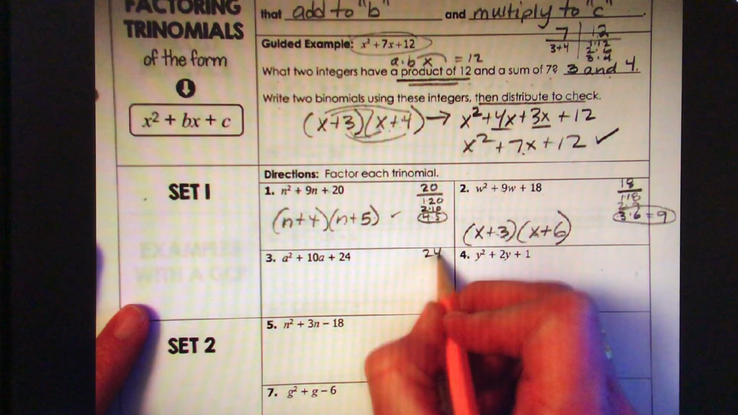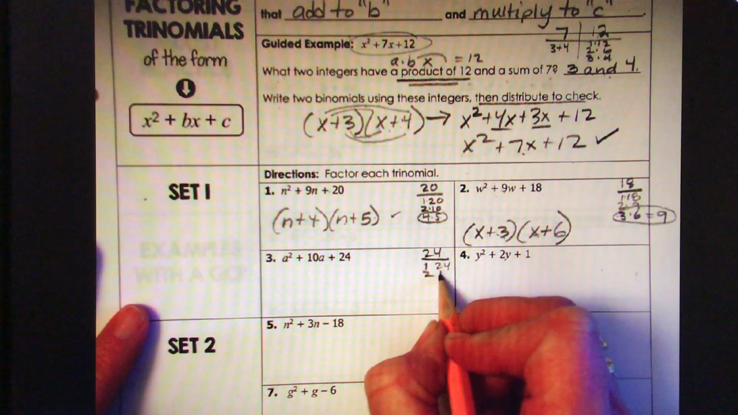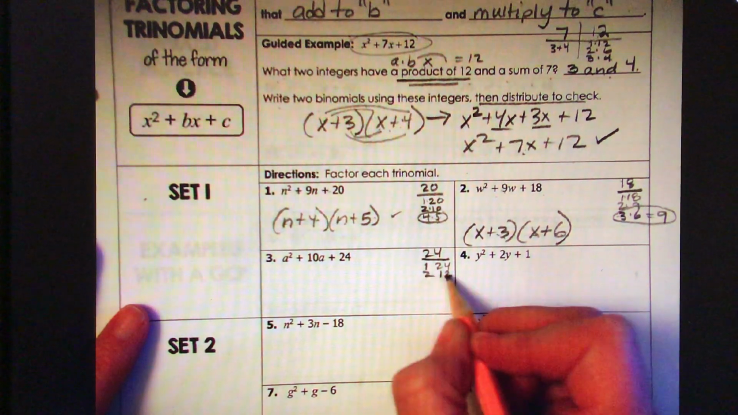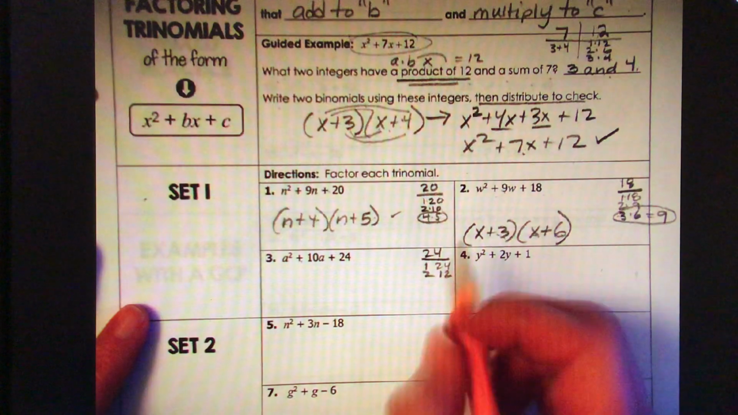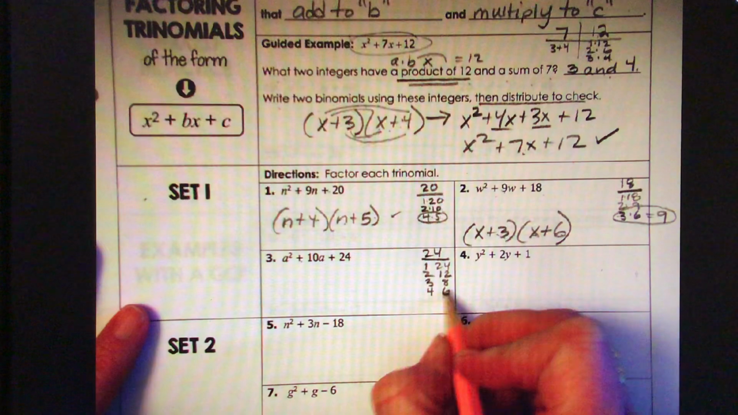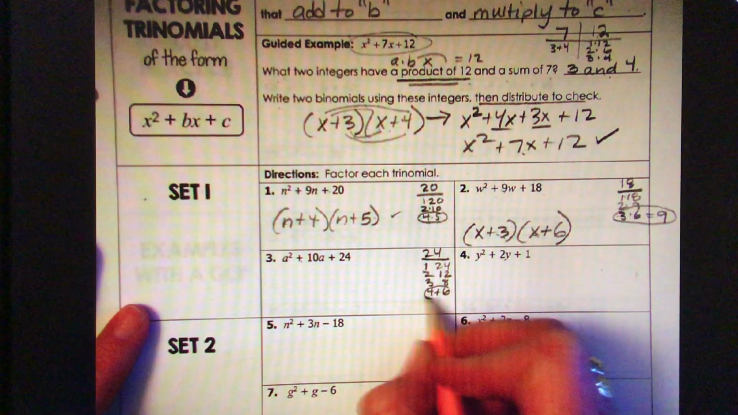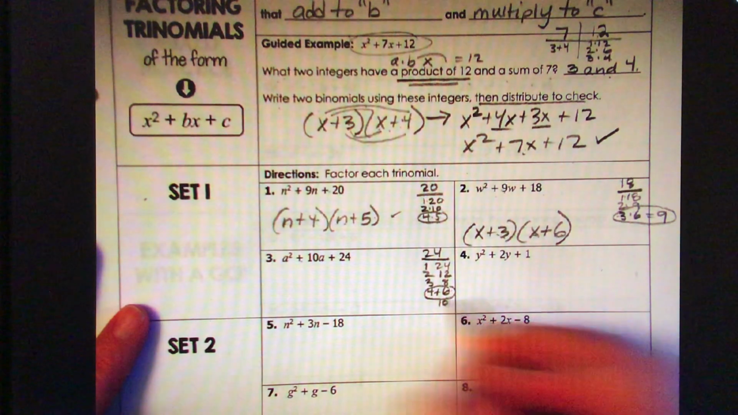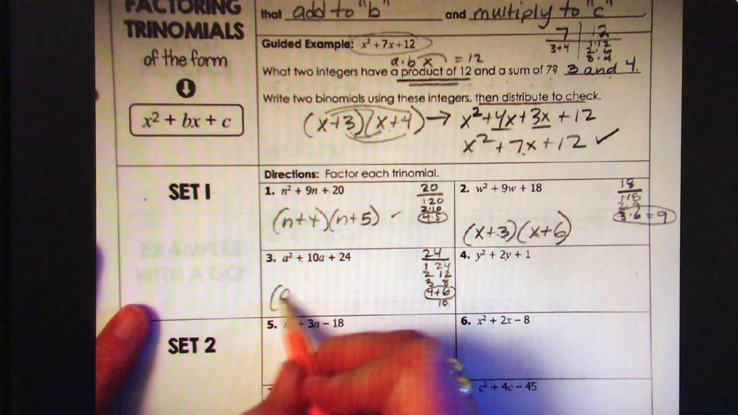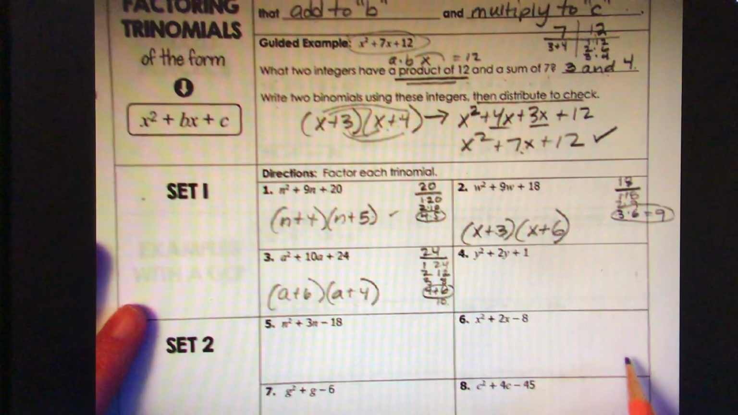Let's go here. I have two addition signs here, so again, pretty straightforward. Let's list my factors of 24. 1 and 24, and I have 2 and 12. Oh, I already have an answer, I think. Or do I? That could work, but that would be a subtraction, so forget about that. Does 3 and 8 do? Let's just list them all. Maybe 4 and 6. If I add 4 and 6, I get 10. Winner, winner, chicken dinner. And they're all addition signs, so I'm just going to simply add those together. Okay. One more.